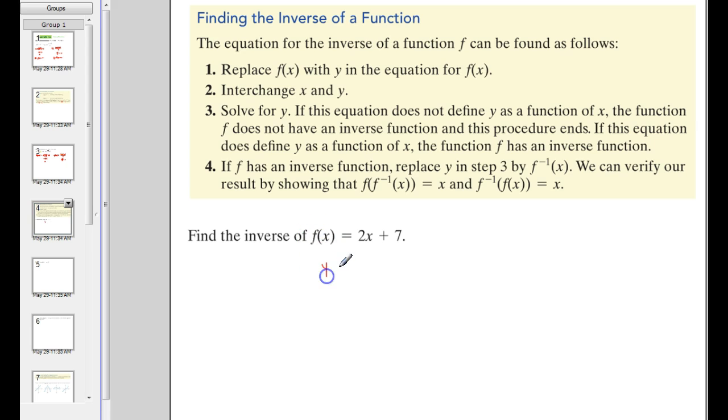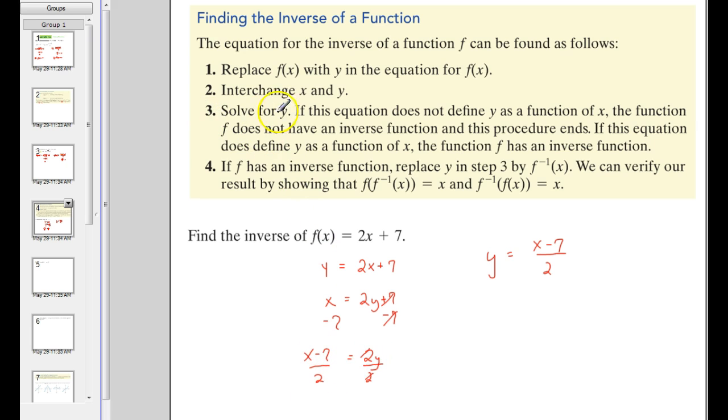So I'm going to replace this with y. And then to interchange x and y literally means change this to an x, change this to a y, and then solve for the new y. Subtract 7, so that's 2y equals x minus 7. And then divide by 2. So we end up with y equals (x minus 7) over 2, once we cancel this out.